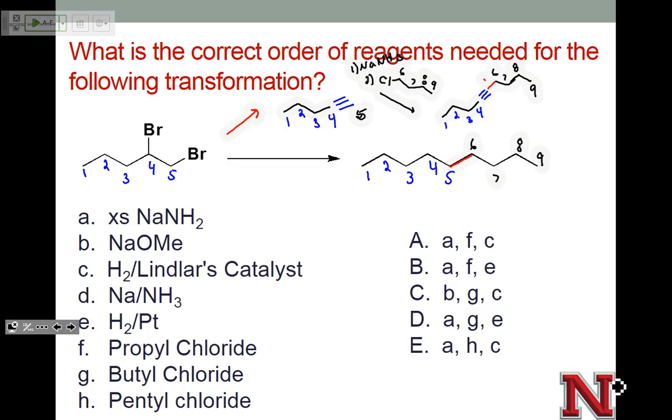So which reducing agent can we use to get from here to here? We can use our H2 and our platinum, palladium, or nickel. In this case, we have platinum being shown, but it doesn't really matter. Because we are fully reducing it, because notice there's no pi bonds between 4 and 5, but we definitely had our triple bond between 4 and 5. So which of our answers then?